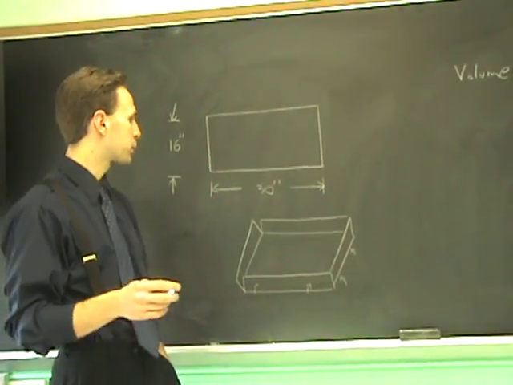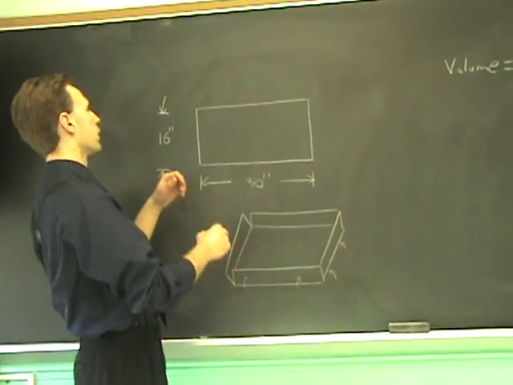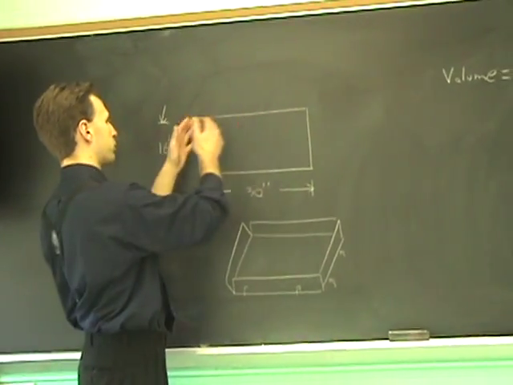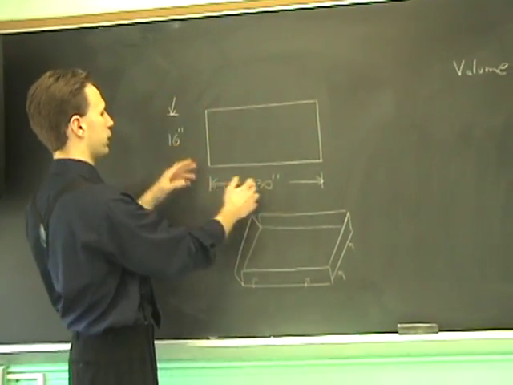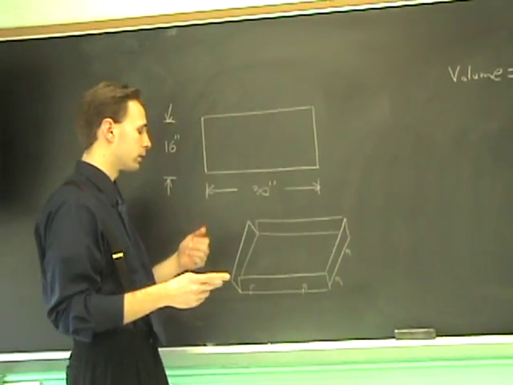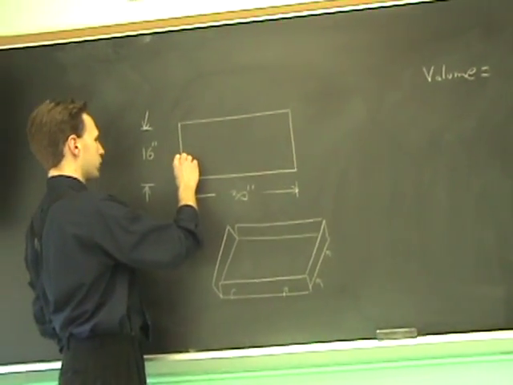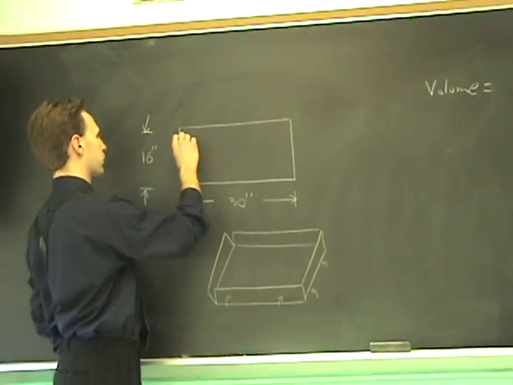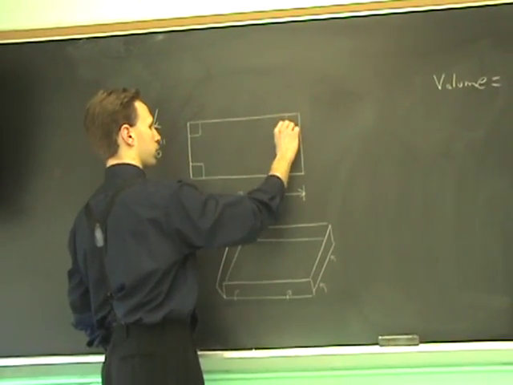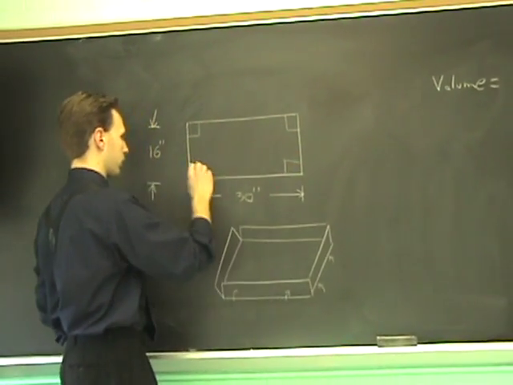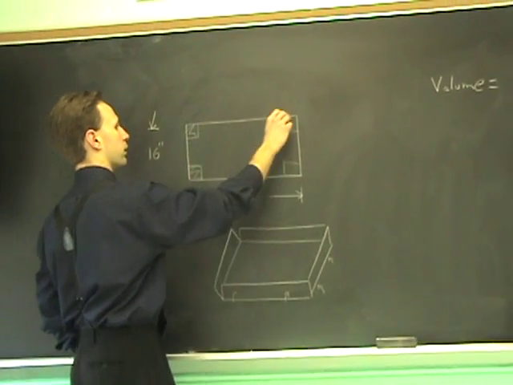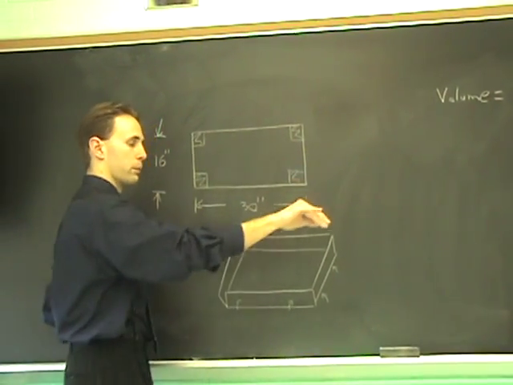This is the box problem. What we have here is, we're going to make a box. We have a sheet of paper, which is 16 inches by 30 inches, and what we're going to do is cut squares of equal size out of all four corners. All right, we're going to cut those out, and then throw them away.